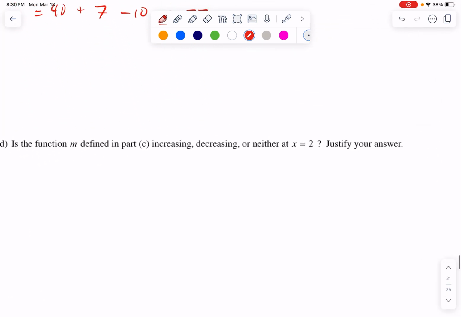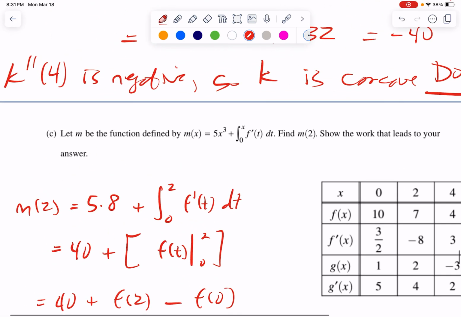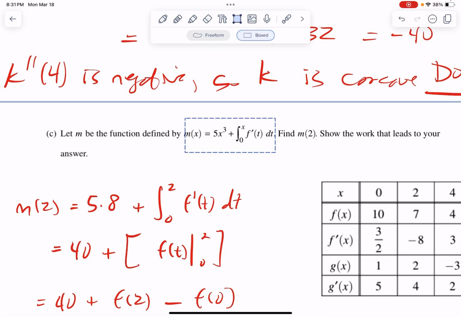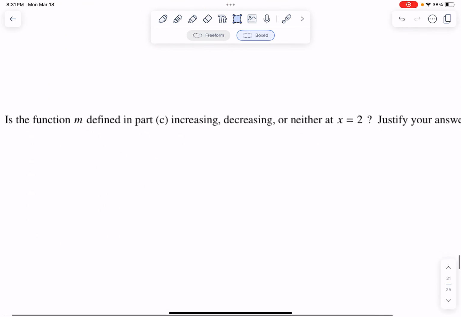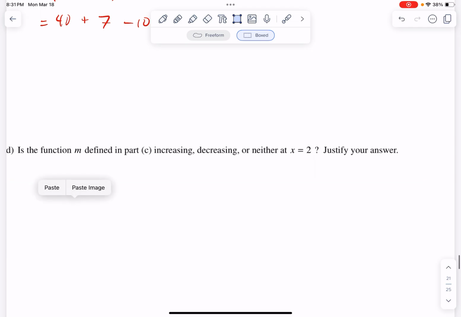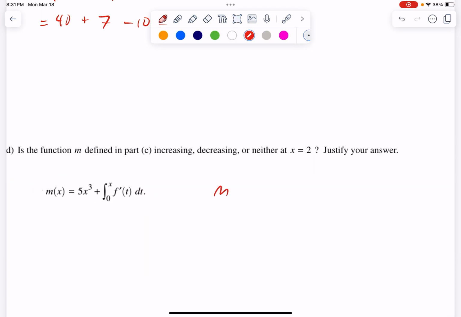And now, is the function we found before increasing, decreasing, or neither? at x equals 2. So we need to analyze its derivative. Okay, so here is m. I'm just going to paste what m was. So let's take the derivative. Let's write m prime of x, and then we'll plug in. So derivative of the first part is 15x squared.